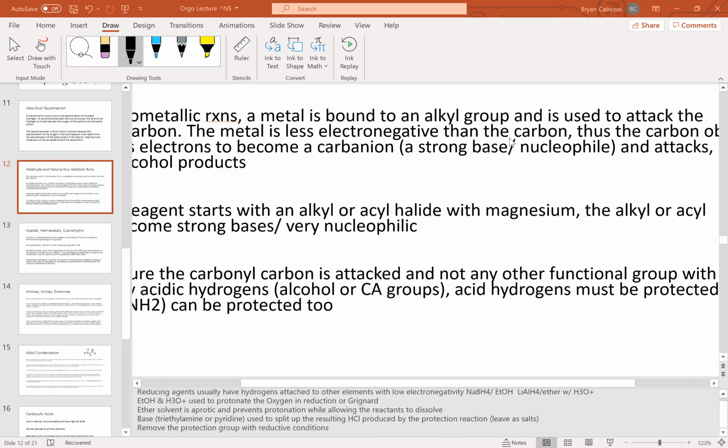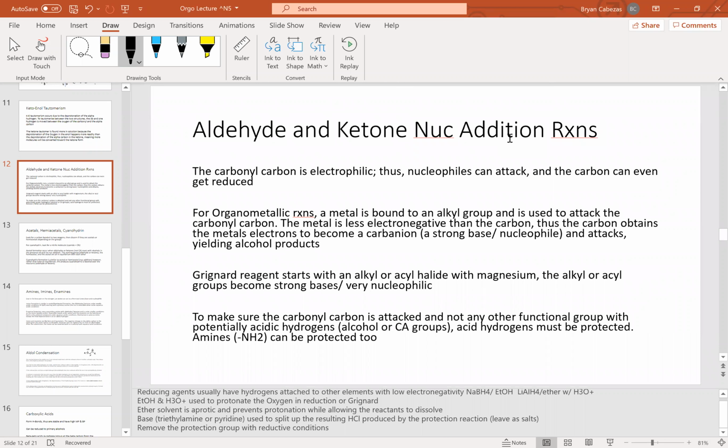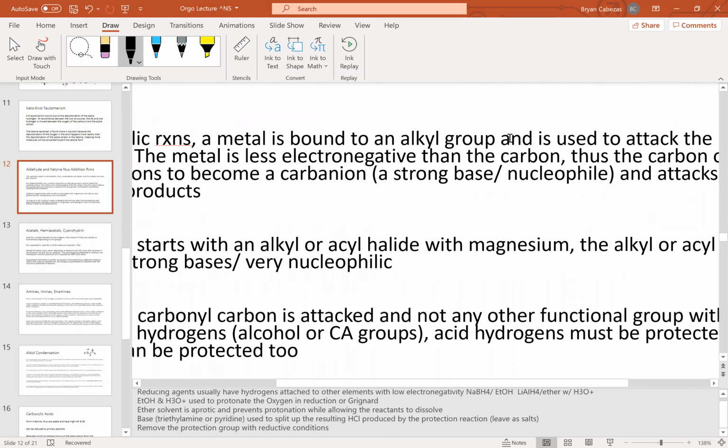Okay, I am recording. All right, so we're going to continue where we left off in slide 12 of Orgo Lecture 5. We left off with the formation of the Grignard reagent, in which we have a nucleophilic carbon group due to the metal donating its own electrons since it's electropositive. So what we want with the Grignard reagent is to tackle this electrophilic carbon right here.